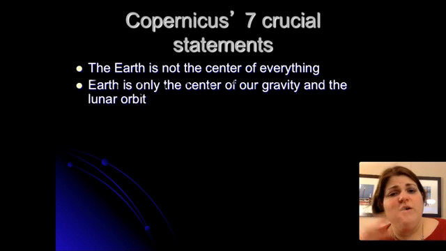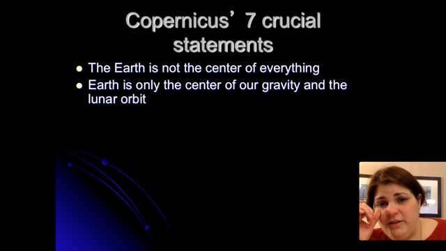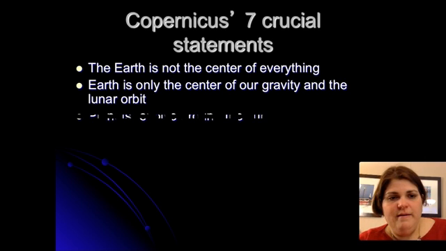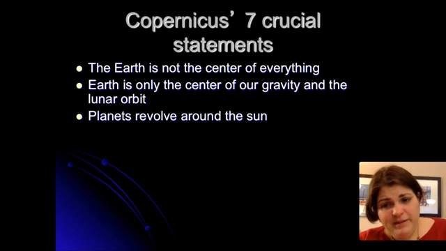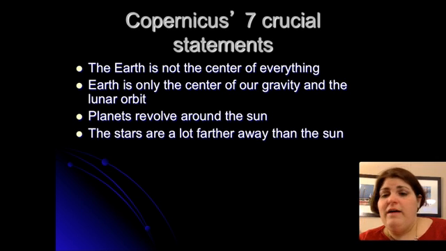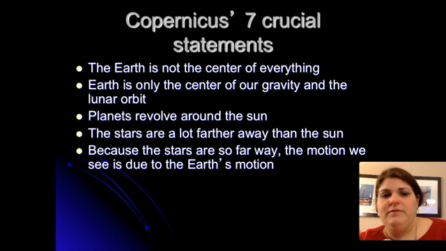In fact, the only thing that the Earth is the center of is our center of gravity and the moon's gravity, because the moon does orbit us. He said planets, they orbit the sun, including Earth. And that the stars, they're a whole lot farther away. And so the reason why the planets appear to move through them is because of that distance and the perspective of Earth.